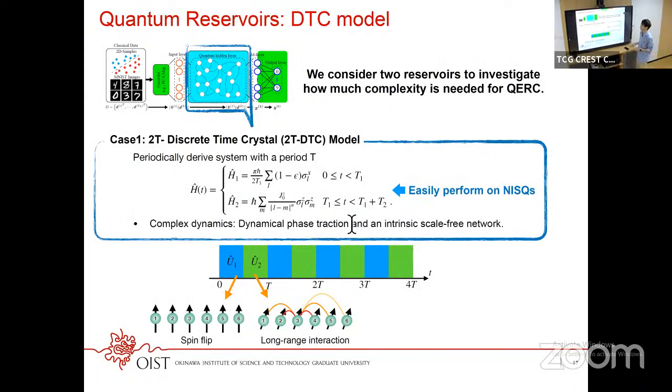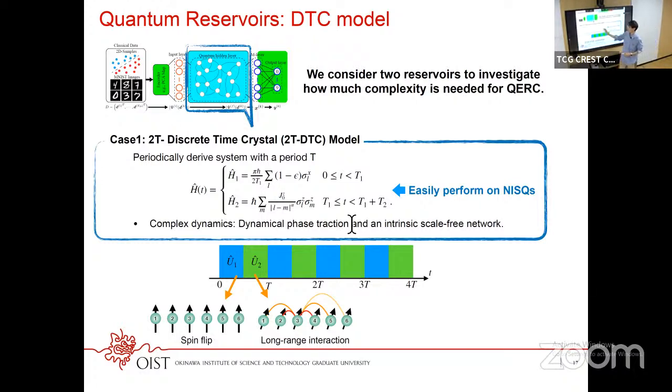Now, I would like to talk about the reservoir part. In my talk, I would like to show you the results of two different reservoirs. The first reservoir is a 2D discrete time crystal model, like a natural quantum dynamics. I have already explained it on Monday of this week. But to remind you what a time crystal is, I would like to briefly explain.